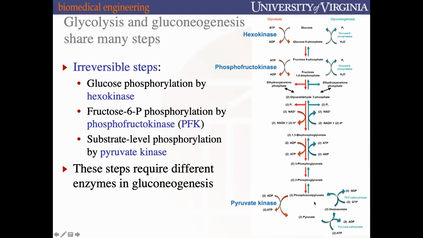So the main takeaway here is that there are some steps that are irreversible that have other actors on the side of gluconeogenesis to overcome those irreversible steps, but largely between those irreversible steps, things can move forward or in reverse, depending on the concentration of the product.